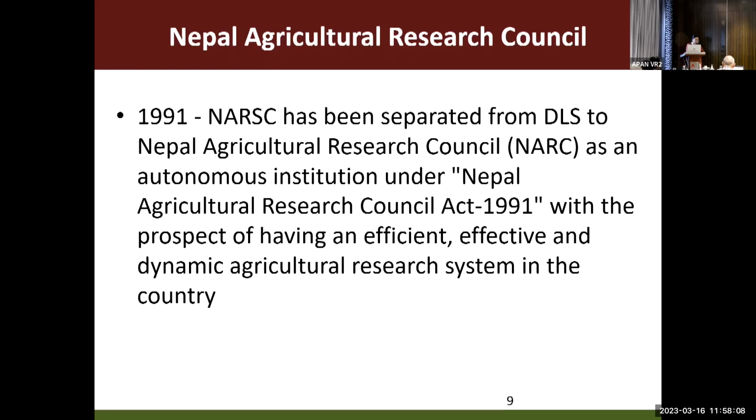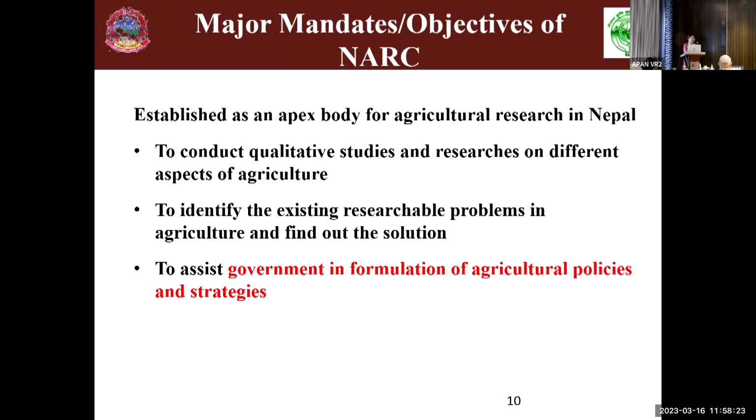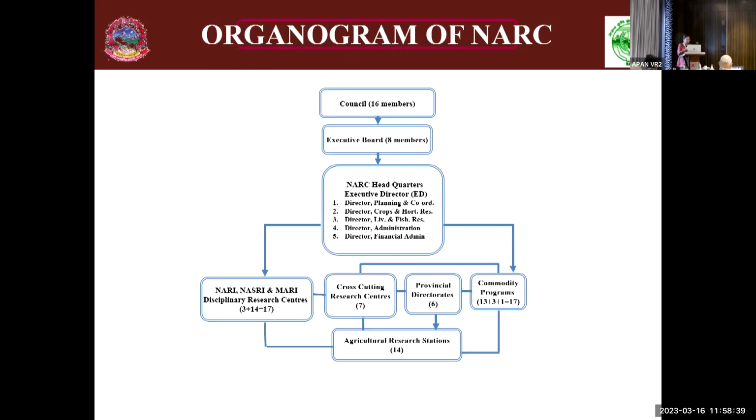Before I go there, I want to say something, a little brief about my office, that is the Nepal Agricultural Research Council, established in 1991. It is the apex body for agricultural research in Nepal, and the mandate is to assist government in formulation of agricultural policies and strategies. This is the main mandate for Nepal Agricultural Research Council, and this is the organogram of NARC.